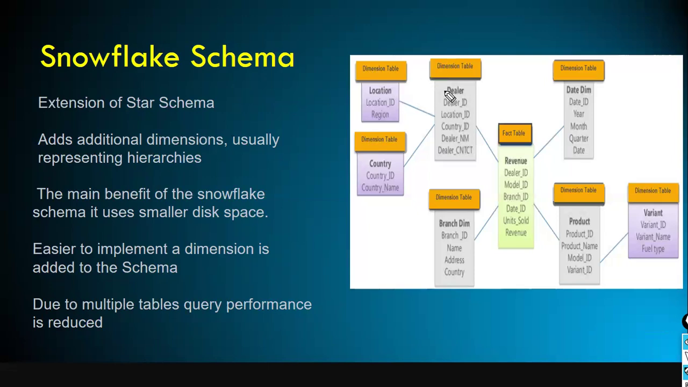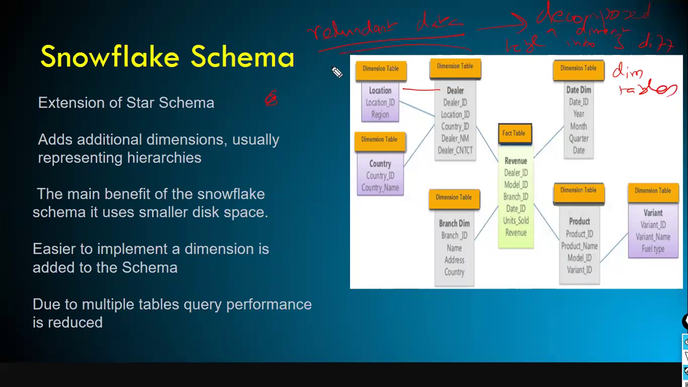Okay, the dealer dimension table. They split the dealer dimension table into three different tables. They will ask you what is the Snowflake schema. In order to address the redundant data, they decompose, meaning split the table, decomposed the dimension table into three different dimension tables.